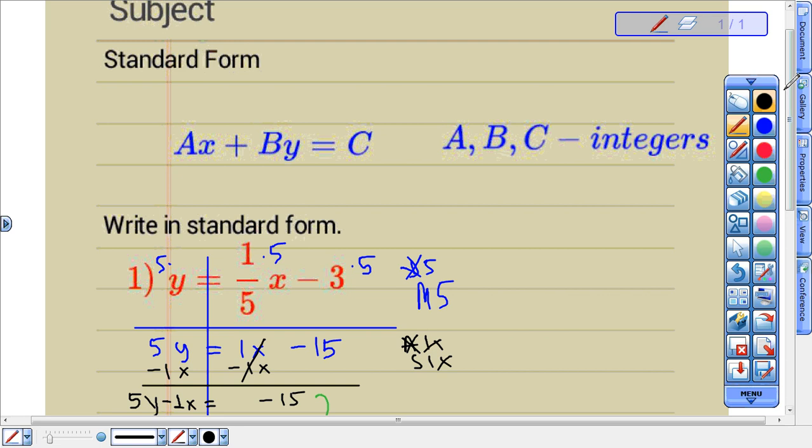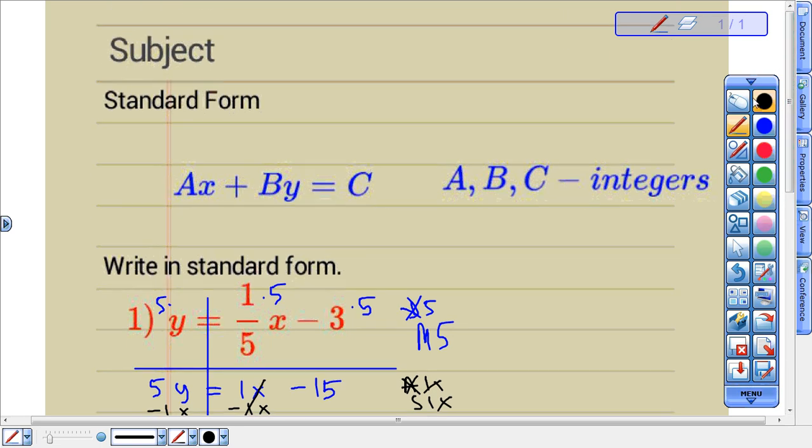Again, the standard form of a linear equation is ax plus by equals c, where a and b are integers, c is also an integer, and x and y are on the same side.